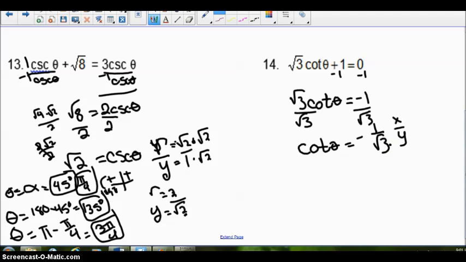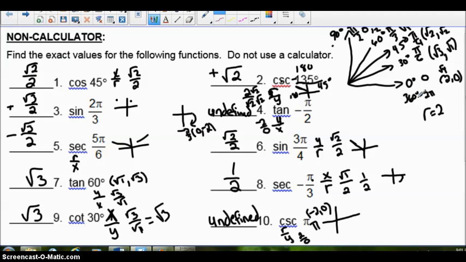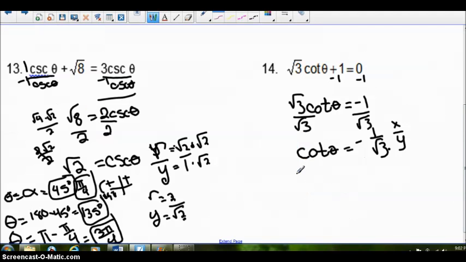Okay, so let's go back, take a look. Where is x 1 and y is the square root of 3? Well, that happens at 60 degrees or pi over 3. So our reference angle is 60 and pi over 3. Now, we know it can't be theta because 60 and pi over 3 are in the first quadrant, and that's where cotangent's positive. This cotangent is negative, and that occurs in the second and fourth quadrants.